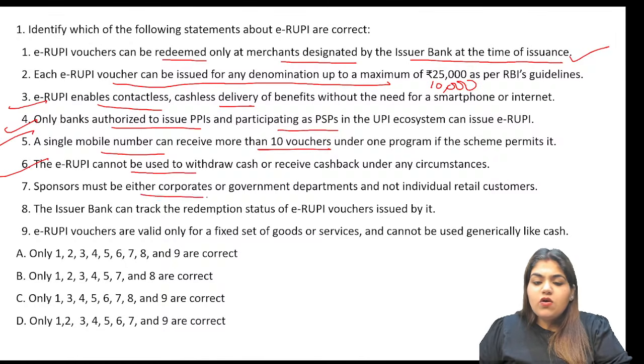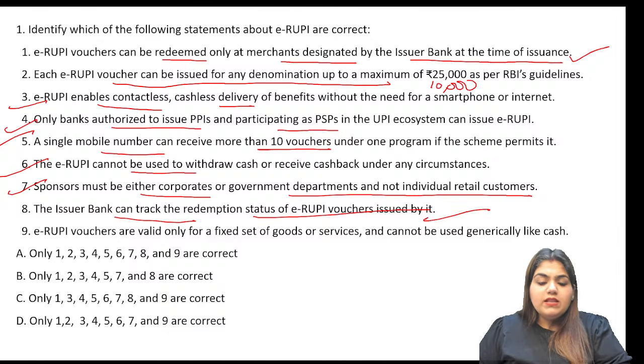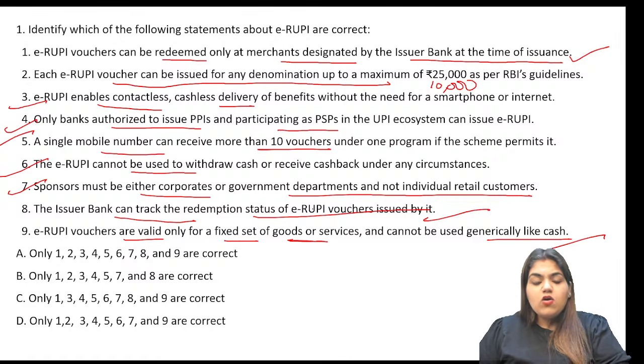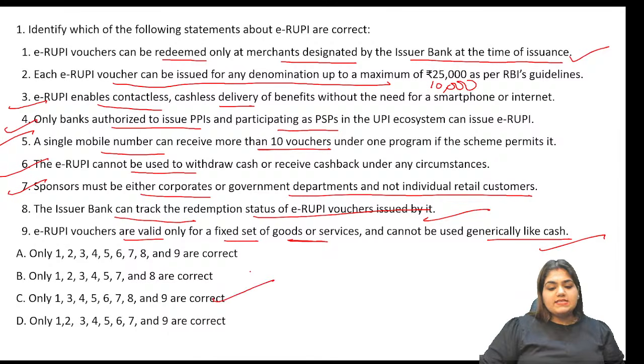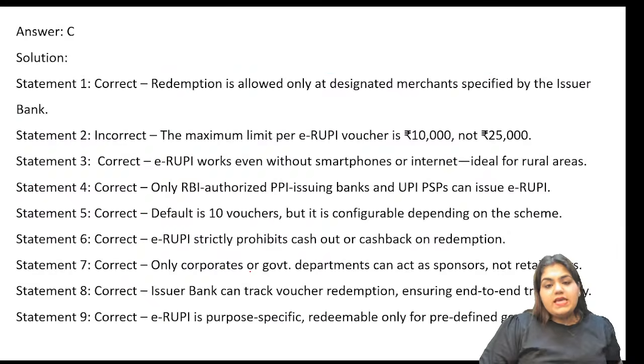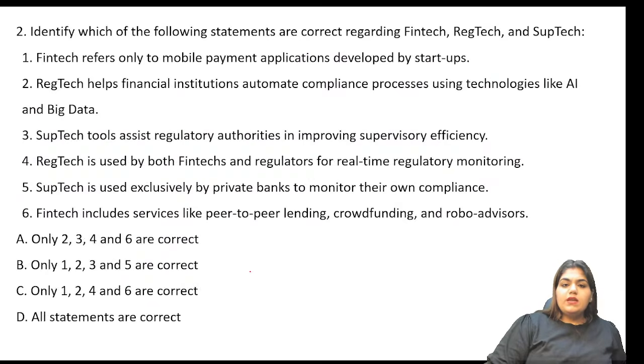Sponsors must be either corporates or government departments, not individual retail customers. The issuer banks can track the redemption status of e-rupee. The e-rupee vouchers are valid only for a fixed set of goods and services and cannot be used like cash. Yes. All the statements except 2 are correct. That will give us C as the correct answer. Next, identify which of the following statements are correct regarding Fintech, RegTech and SupTech.